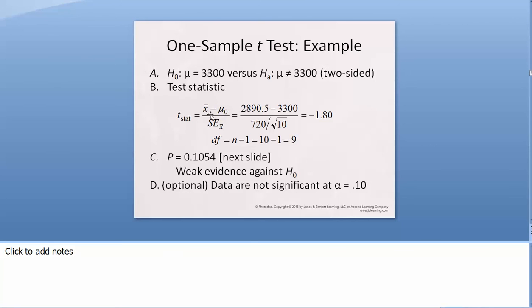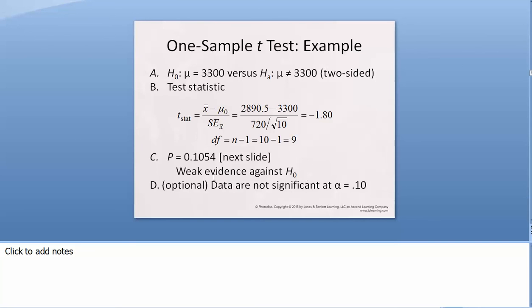Now the t statistic: x bar is 2890.5 minus mu sub 0, which is 3300. Then s is 720 from the previous slide, and n was 10. If you work it out, you get negative 1.8. Now degrees of freedom is important: n minus 1, which is 9. If you look at the tables, you can approximately get the p-value. Let's see how we get the approximate p-value using tables, which is described in the next slide.